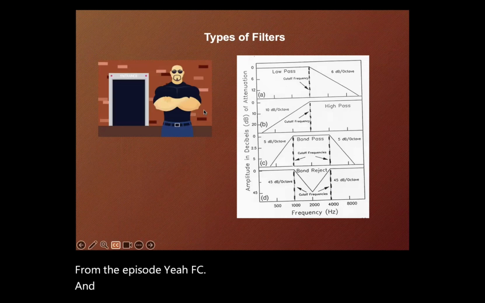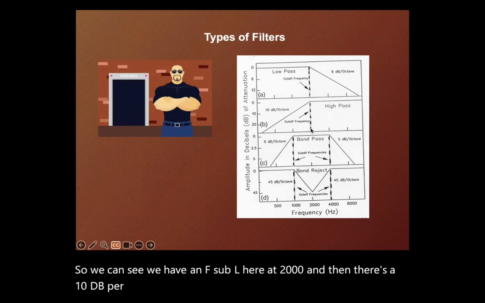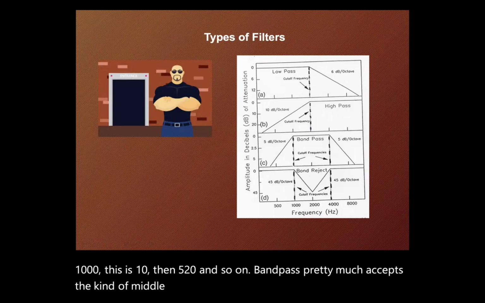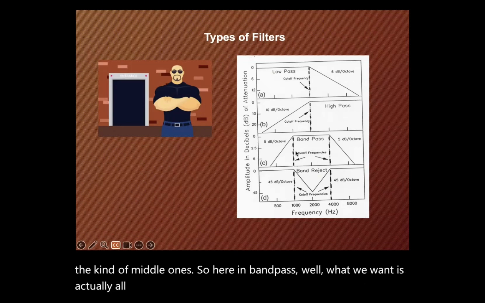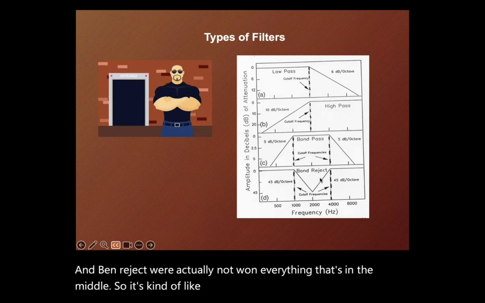Here we also have the high pass. We can see we have an F sub L here at 2000, and then there's a 10 dB per octave loss. If we go to the next octave, which will be 1000, this is 10, then 500, 20, and so on. Bandpass accepts the middle ones, so in bandpass, what we want is all of what's in the middle. Band reject would not want everything that's in the middle, so it's exactly the vice versa of bandpass.